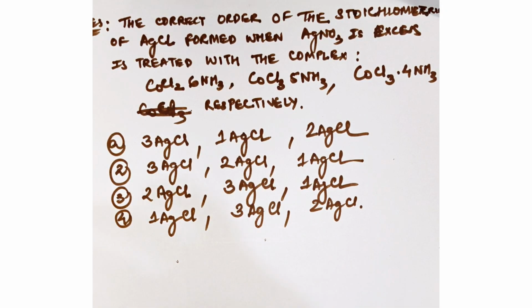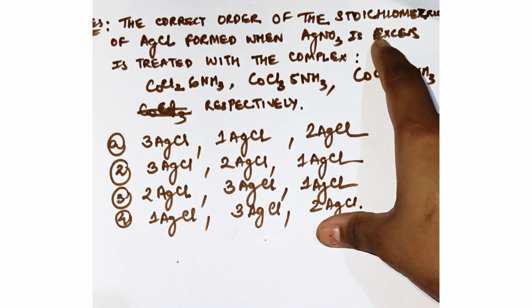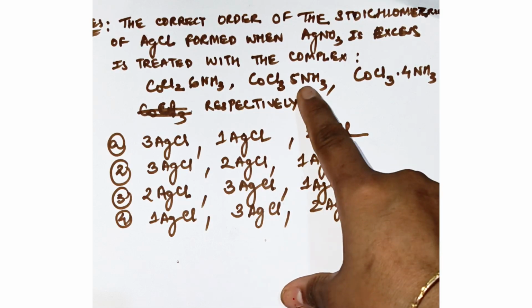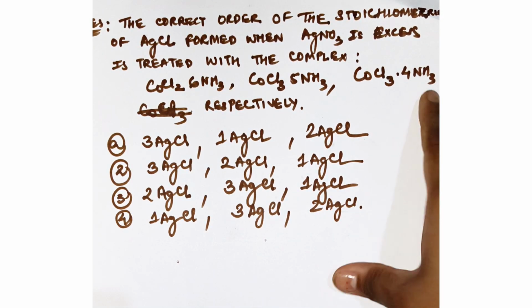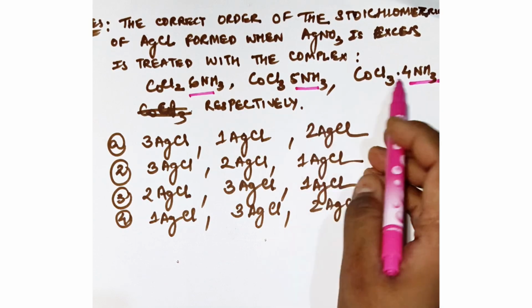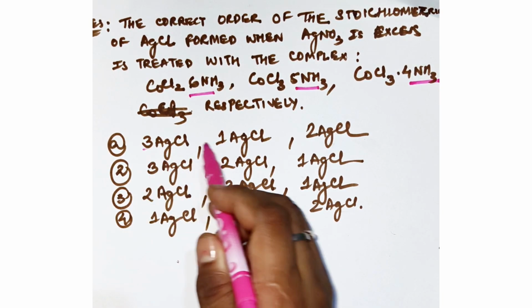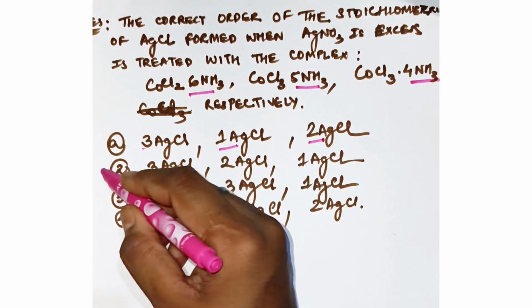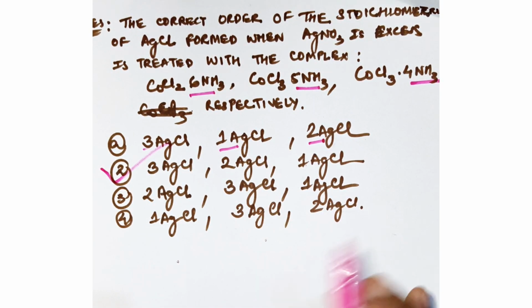So the question is the correct order of the stoichiometry of AgCl formed when silver nitrate in excess is treated with these complexes: CoCl2·6NH3, CoCl3·5NH3 and CoCl3·4NH3. Since here it is 6, it has become 5, there is a difference of 1 mole. So here it is 3, here it is 1 and it is forming 2, it is not possible. 3, 2, 1 is possible. 2, 3, 1 is also not possible. So your answer will be number 2.